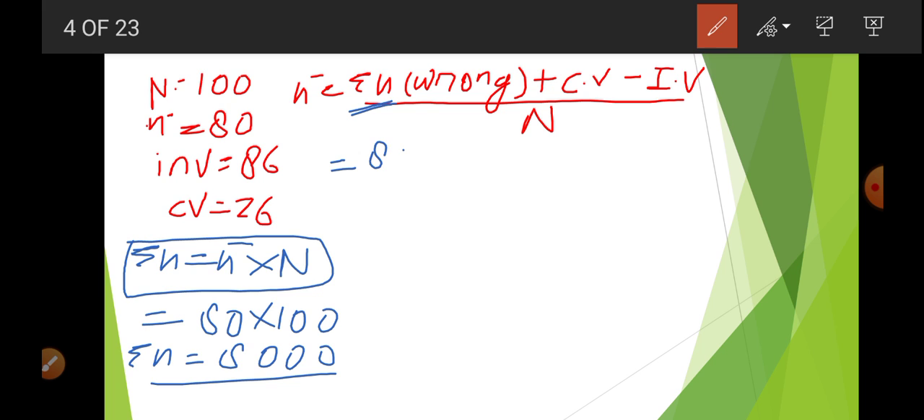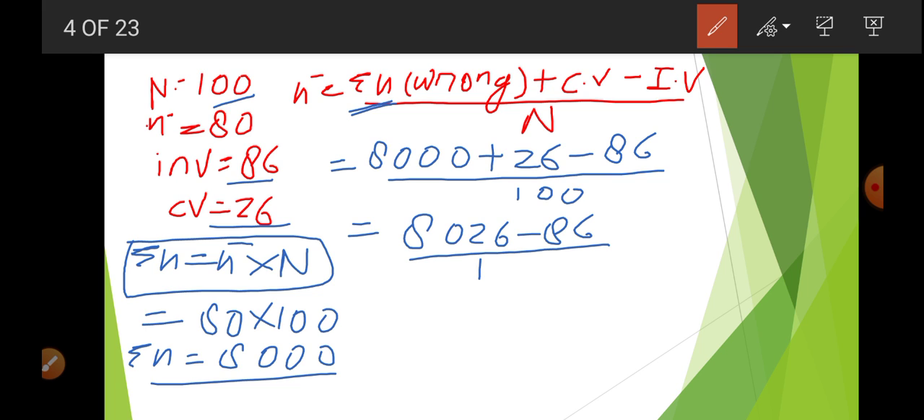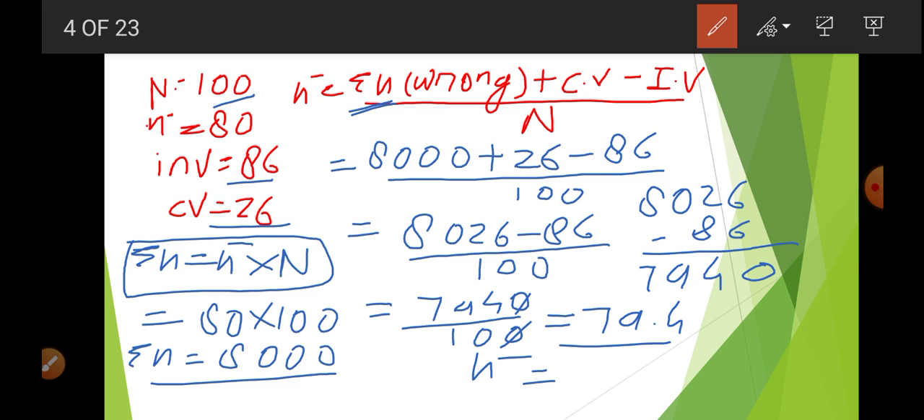Okay, now we are going to put all the values in this equation. So it will be 8000 plus corrected value. What is corrected value? 26. Incorrected value, it is 86, upon n, which is 100. Okay, so when we add, it will be 8026 minus 86 upon 100. Now we are going to subtract 8026 minus 86. So 6 minus 6 will be 0, and 12 minus 8 will be 4, 9, 7. So what we get? 7940 upon 100. 0, 0 cancel. Now when we divide, we get 79.4. So this is your X bar. Corrected mean is 79.4.